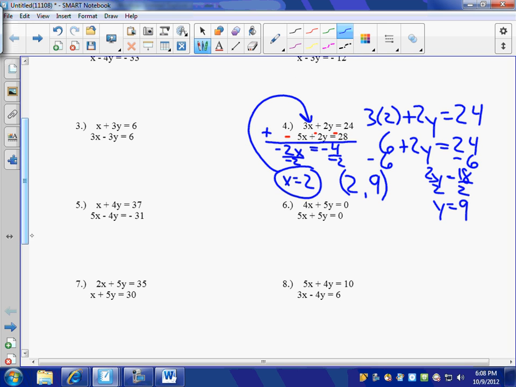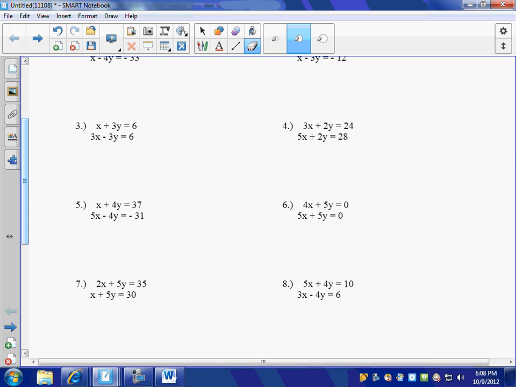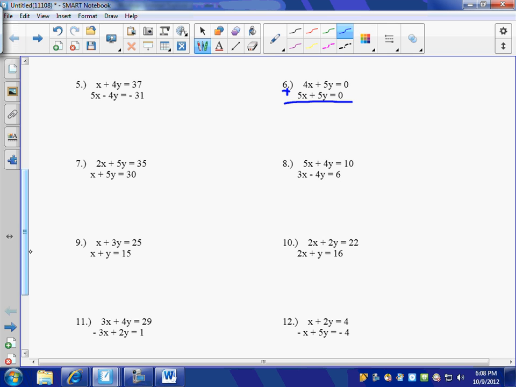I want to try one more with you. I want to try problem number 6. 6 is kind of interesting. As you can see, if I add them together, 9x plus 10y equals 0. Nothing canceled. So I'm going to have to change the sign on the bottom one.